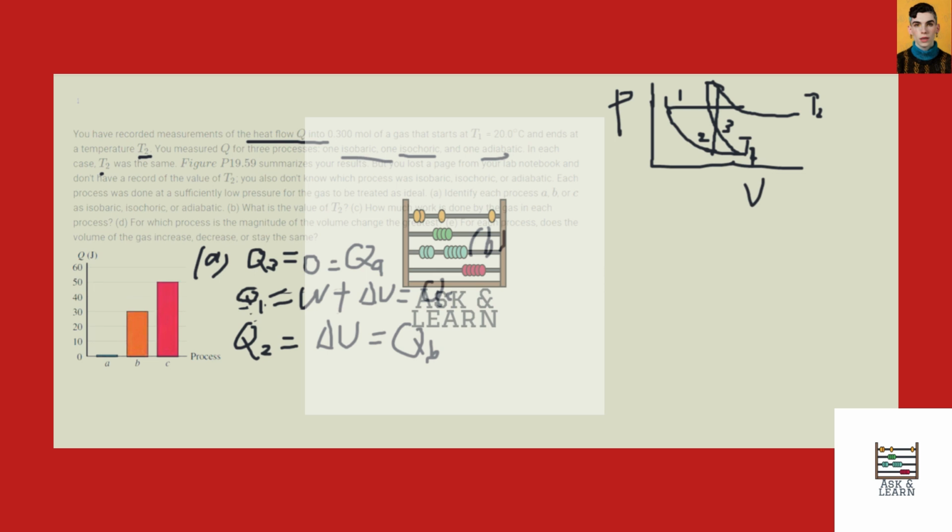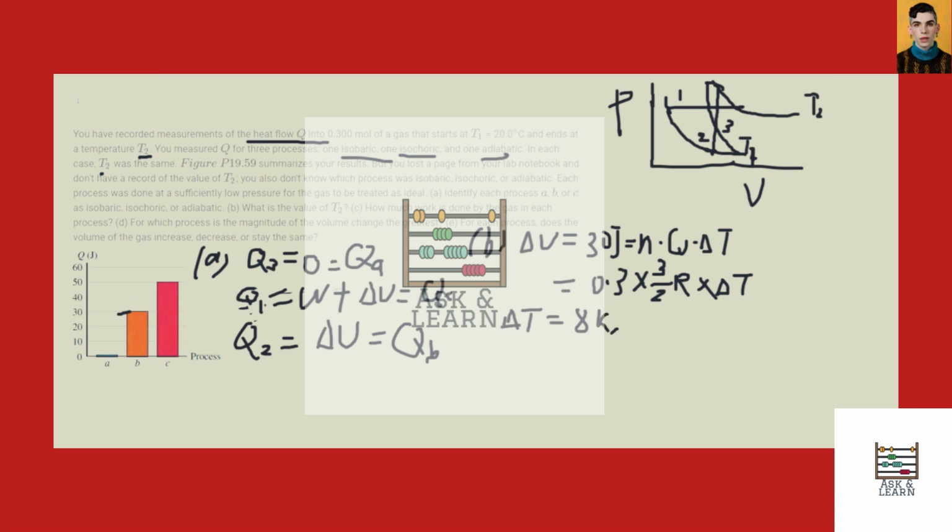Part B, we want to figure out T2. To do that, we can start from process B, because for process B we only have delta U. Delta U equals 30 joules, as we can read from here, and it equals n times Cv times delta T. n is given here as 0.3, and Cv is simply 3/2 times R, because this is an ideal gas. So we can plug in the value of R to find delta T. The one I found, delta T, is simply 8 Kelvin. So T2 should equal T1 plus delta T, which equals 28 Celsius degrees. So this is T2.